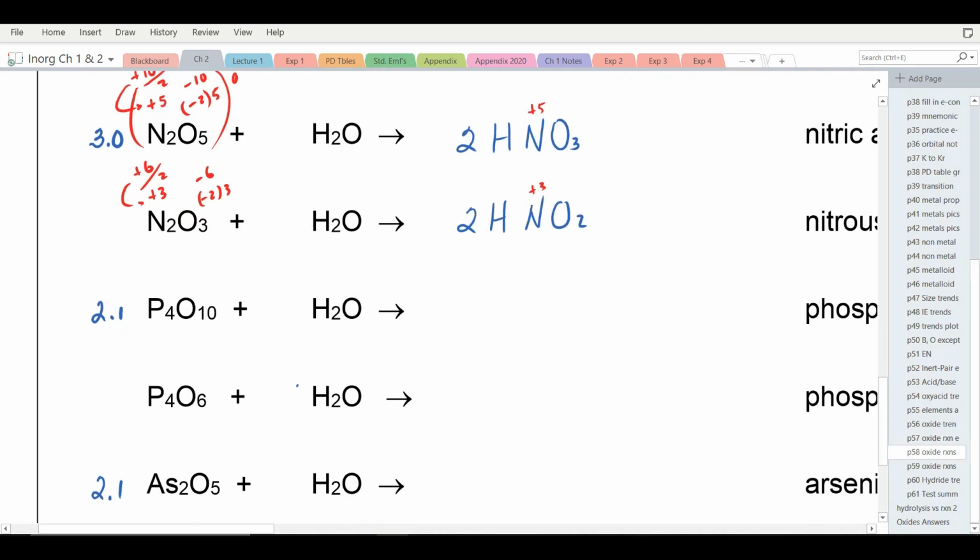Okay, phosphorus. Electronegativity 2.1, it's a nonmetal. Let's take a look.